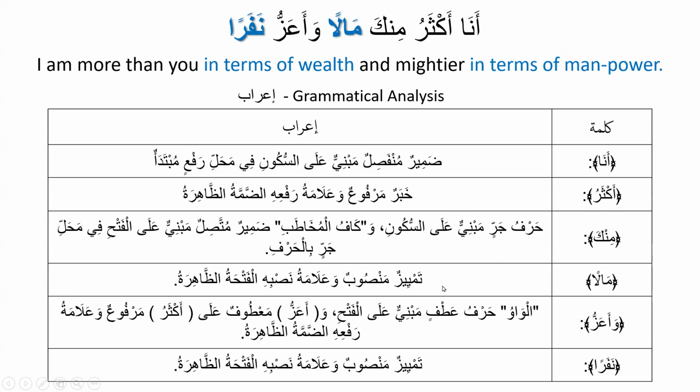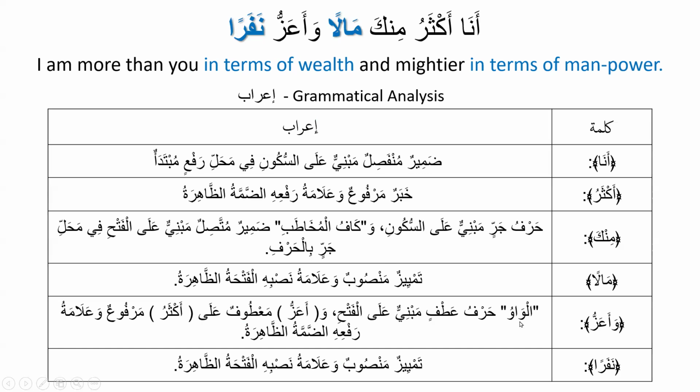Simply write the tamyiz, and then we need to write its i'rab: mansoob بالفتحة, or you can write it منصوب وعلامة نصبه الفتحة الظاهرة, or simply you can write تمييز منصوب بالفتحة. So وعلامة نصبه الفتحة الظاهرة على آخره, you can also add. So there is a long way to write this classical i'rab.